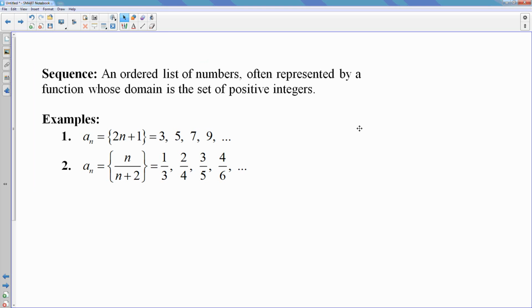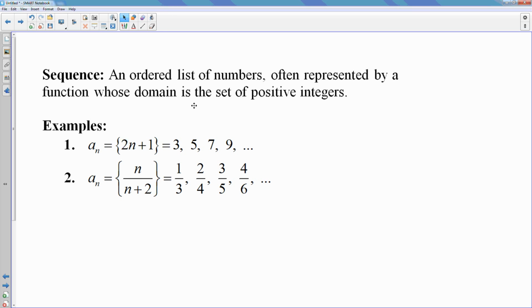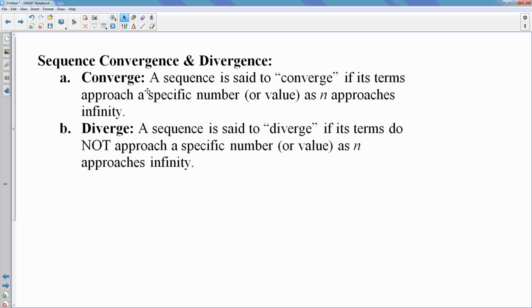A sequence, if you remember, is simply an ordered list of numbers where it's represented by a function, and to get the individual terms, you just plug in positive integers. So I start by plugging in 1, 2, 3, and you write out the terms of the sequence. So this is what a sequence is, which hopefully you know.